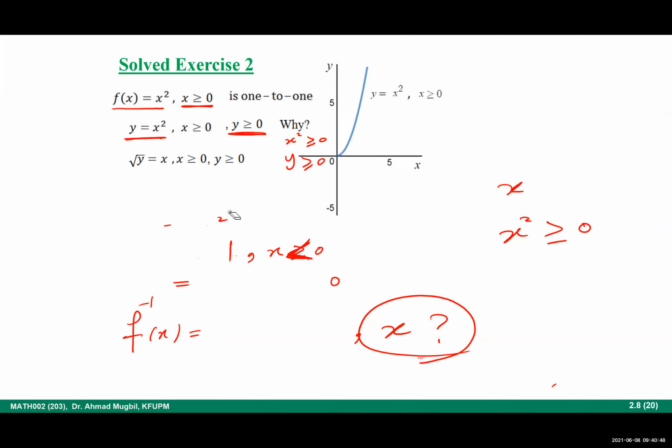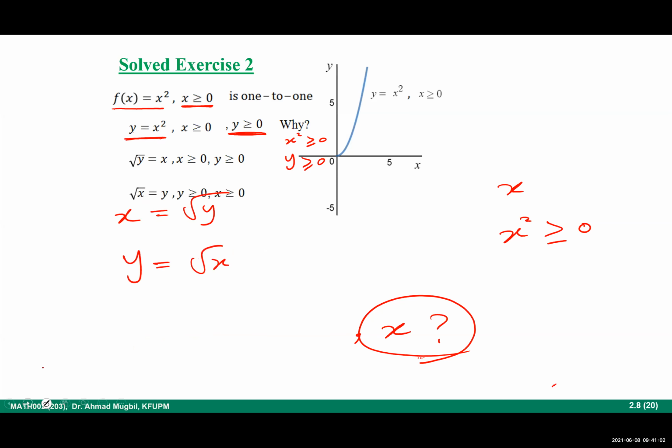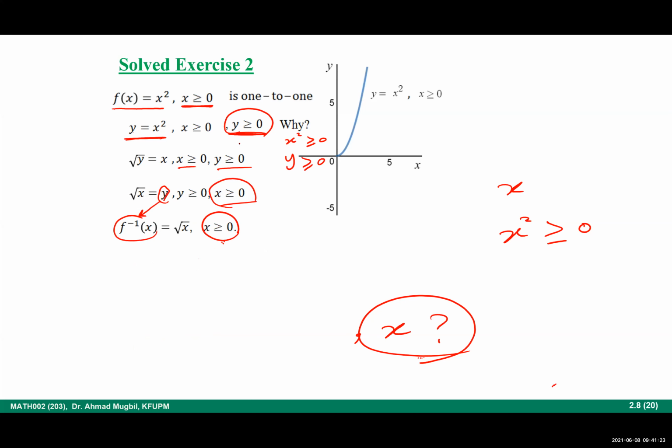Now what will we do? Khalas, we solved it for x. Now x equals the square root of y. What will we do? We will interchange. If you didn't interchange at the beginning, interchange at the end. So now we will have y equals square root of x. But when you interchange here, we should also interchange here, x and y. Okay. Now replace y by the inverse. So instead of y, we will write f inverse of x equals the square root of x. And this is the domain of the inverse, which is the range of the original function.